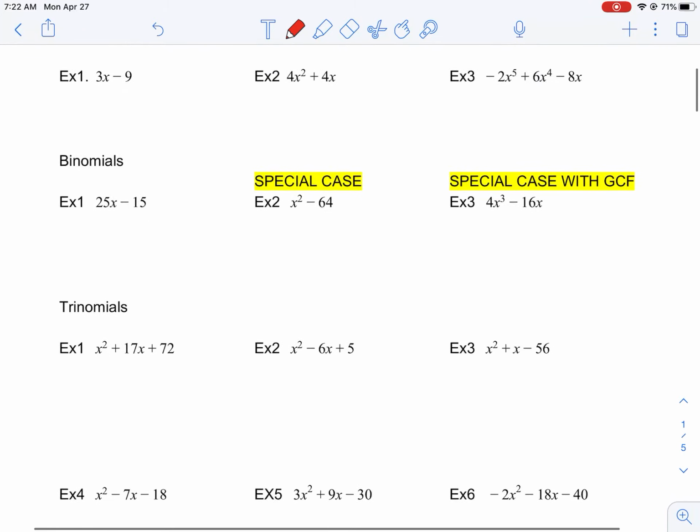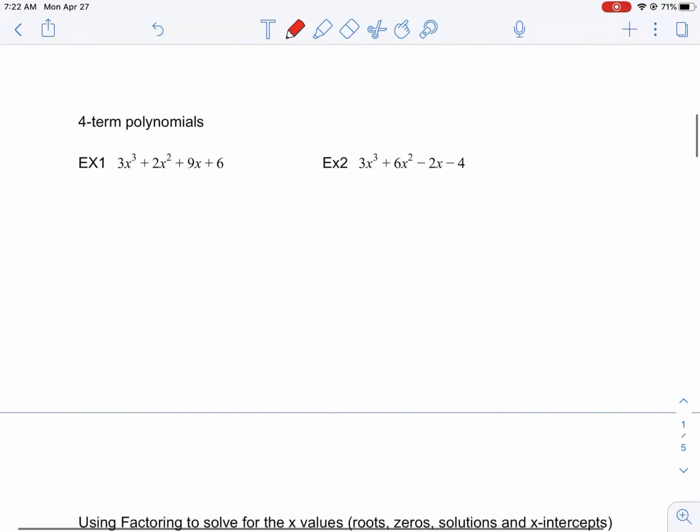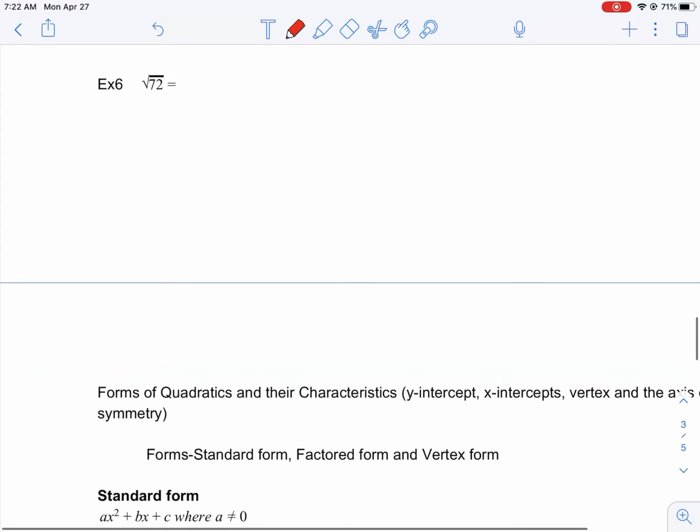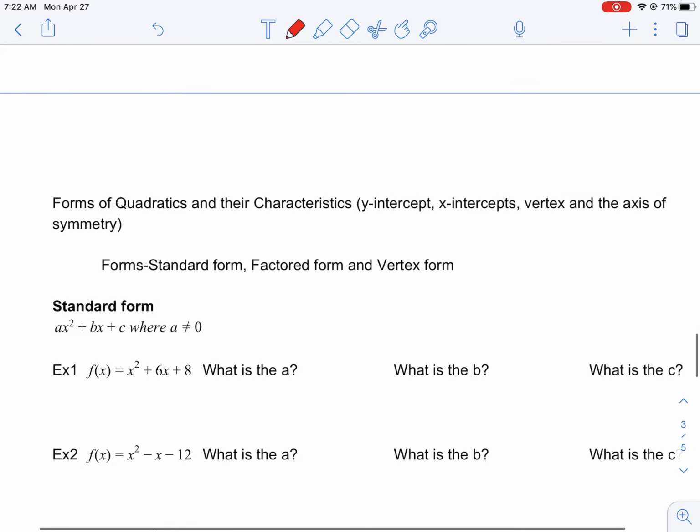Now the notes from last week are not here, so this is blank, but you should have those from last week. So I'm going to start here with the quadratics, forms of quadratics and their characteristics. The forms are pretty simple. We have what's called standard form, and you've seen that. We may not have called it standard form. You've seen factored form, and now we're going to add vertex form a little later this week.